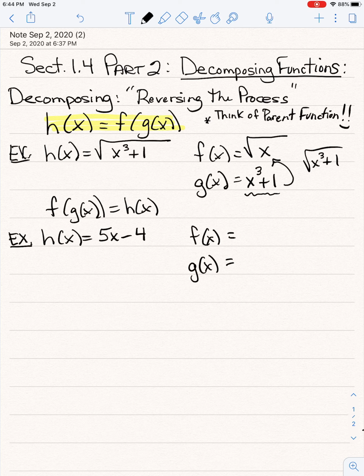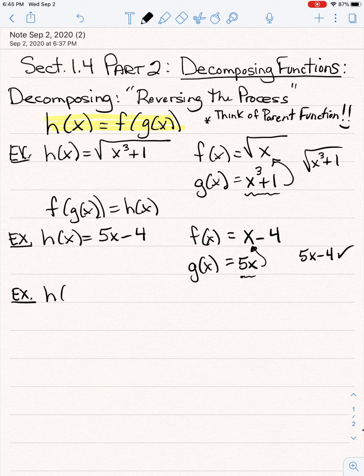Okay, well, let's think here. What if we make f of x equal x minus 4, and g of x could be 5x. So the idea again, if you do f of g of x, so g of x would substitute in here for the x, and sure enough, you would get 5x minus 4, and it works. Okay, all right, let's take a look here at another one.